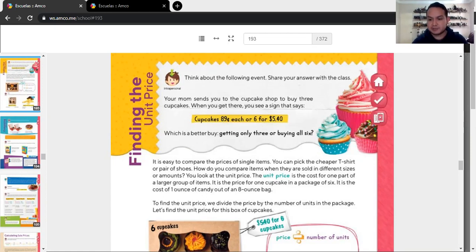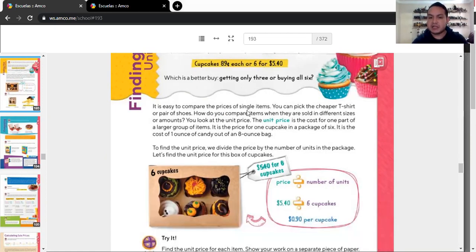It says, it is easy to compare the prices of single items of one thing. You can pick the cheaper t-shirt or pair of shoes. How do you compare items when they are sold in different sizes or amounts? You look at the unit price. This is extremely important. I want you to highlight it. Highlight it like we do in school. Highlight this part because this is probably coming in the exam, okay?